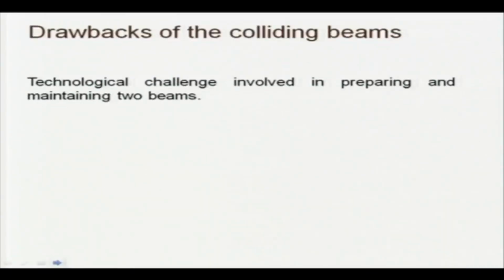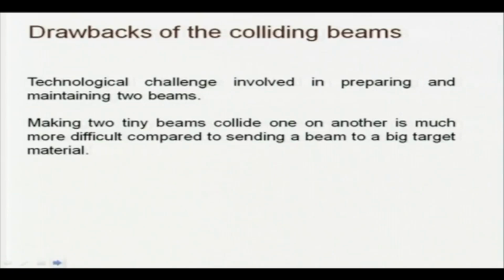But there are drawbacks also here. In the case of a fixed target machine, as we said, we can keep a huge big target, and then the beam can be sent to that, like Rutherford did. What Rutherford did, there is a gold foil which is reasonably big compared to the alpha particle beam, and then you send the alpha particles to that. But imagine you have two alpha particles which are small in size, and then you want to focus them and align them so that they will collide with each other, which is technologically challenging compared to sending a beam of alpha particles to a big fixed target.